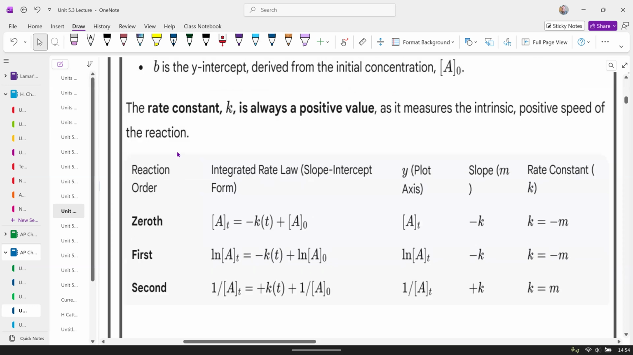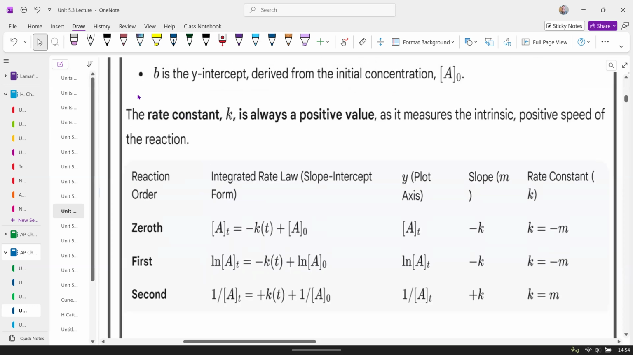And if we look at this, I do want you to pay attention to this. It's a very big deal. The rate constant, or k, is always a positive value. When is the rate constant a positive value? Always. Should you ever report the value of k as being negative? No. Are you going to see a negative slope on a 0 order? Yes. The slope is negative, k is positive. If we look here, we see k is equal to the negative m. m is negative. Negative times negative gives you a positive k.